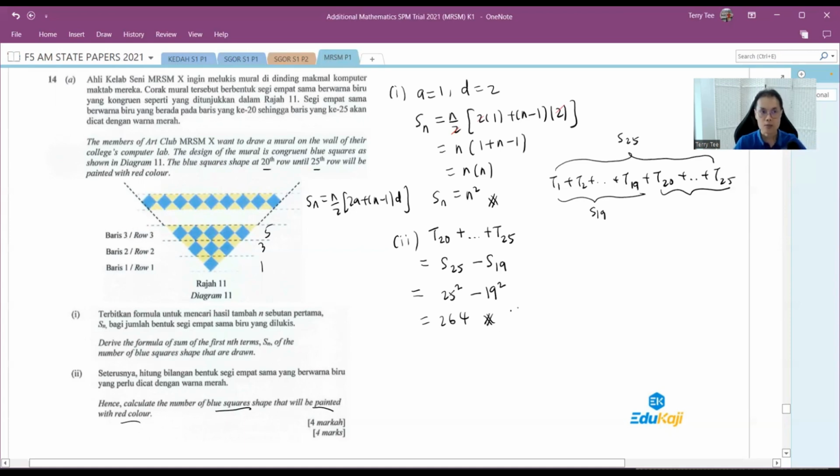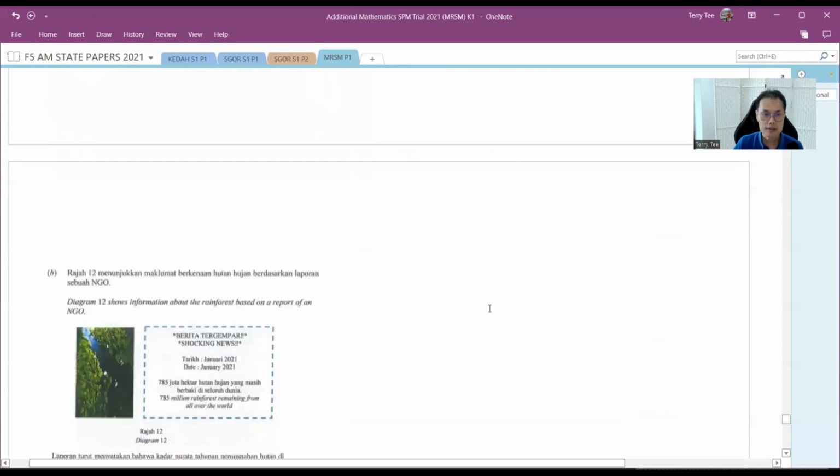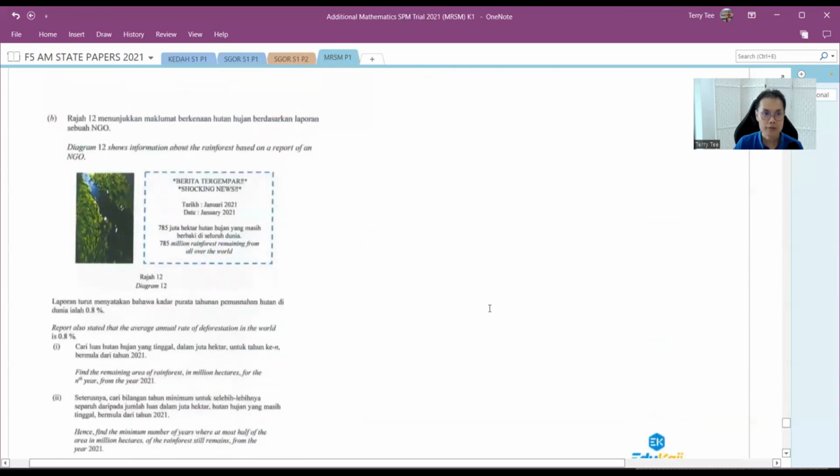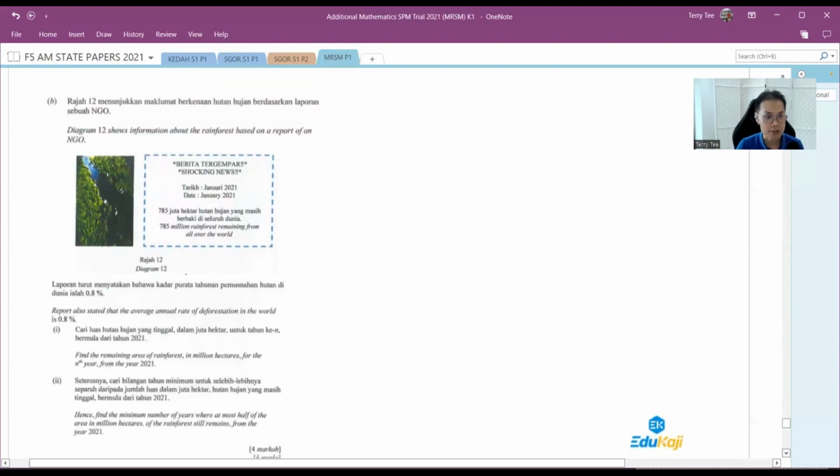Okay, next one. In the next question, we have part B. This is a geometric progression. Previous one is arithmetic progression. So here we have information about rainforest based on the report from an NGO. The report also stated that the average annual rate of deforestation is 0.8%. This is the number of rainforests, 785 million hectares remaining from all over the world from January 2021.